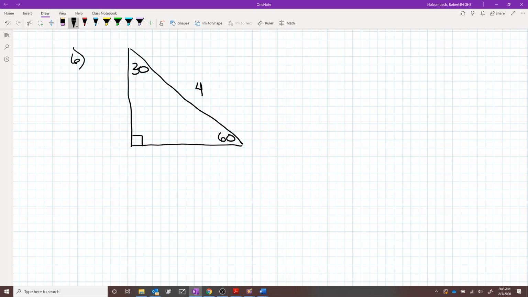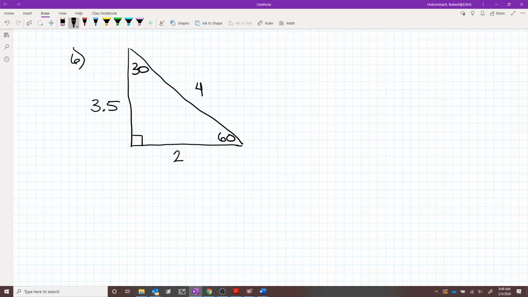Alright, the rules from special right triangles stated that the short leg was half the hypotenuse. So in this triangle, this short leg is going to be 2. And the long leg is going to be equal to 2 times the square root of 3, which is 3.5.